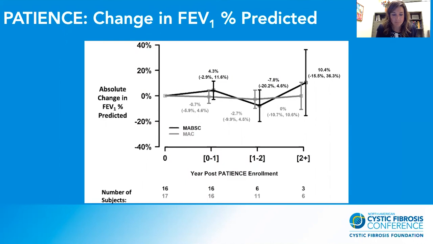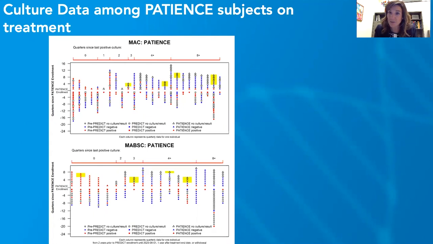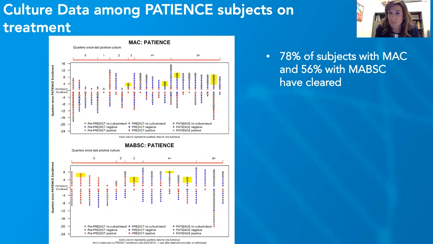Here are just two summary figures showing culture data among those patients, subjects who are on treatment. We have MAC on top and abscessus on the bottom. And what we have seen so far is that close to 80% of subjects with MAC and 56% of subjects with abscessus have cleared their infection. So the majority of subjects have cleared on the treatment trial.